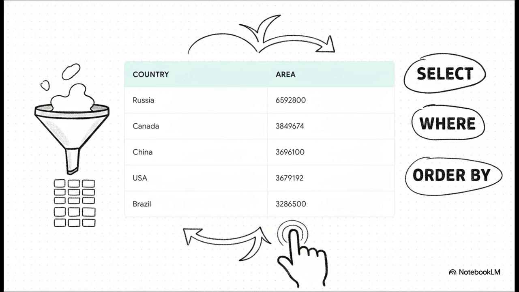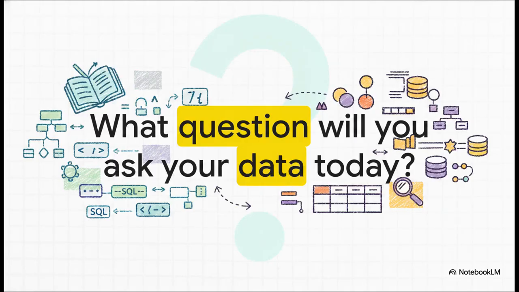This is the power you now have. We took millions of potential data points, and by just using a few simple conversational clauses, select, from, where, and order by, we commanded the computer to build exactly what we wanted. So there you have it. You've learned the vocabulary, you understand the grammar, and you've seen just how incredibly logical the whole structure is. That intimidation factor, completely gone. You've got the tools now. The only thing left to figure out is, what question are you going to ask your data today?